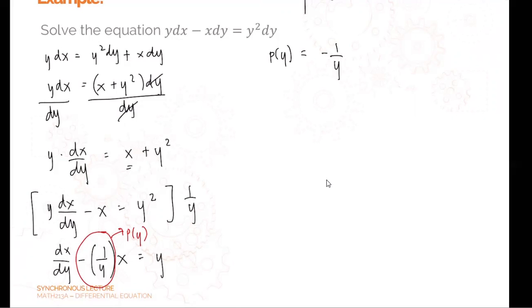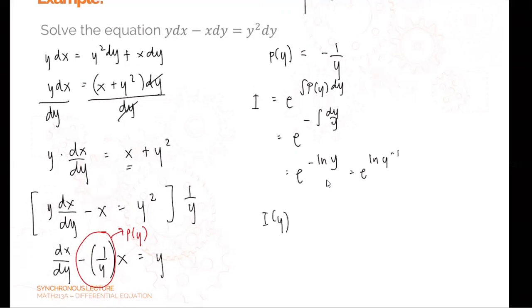Okay? So, integrating factor natin is equals to e raised to the integral of P dy. Okay? So, we have e negative dy over y, or e negative ln of y, or e ln y negative 1, or integrating factor natin will be equals to 1 over y. Okay?